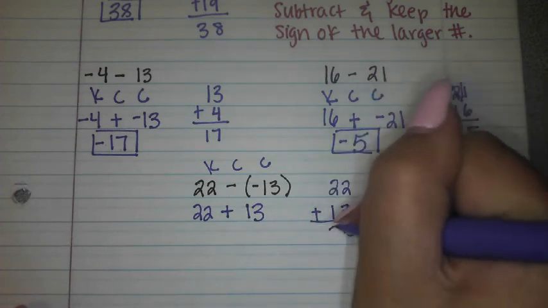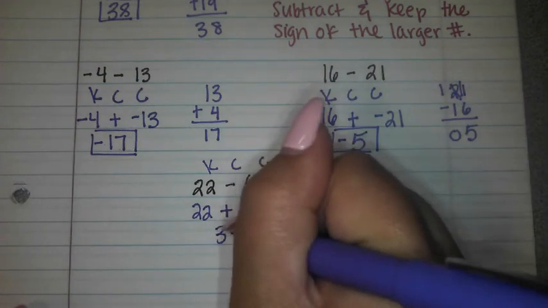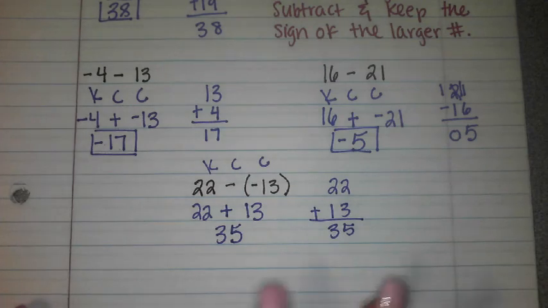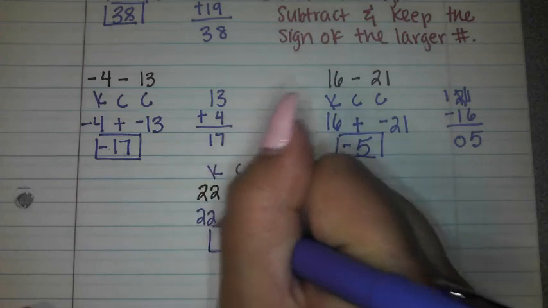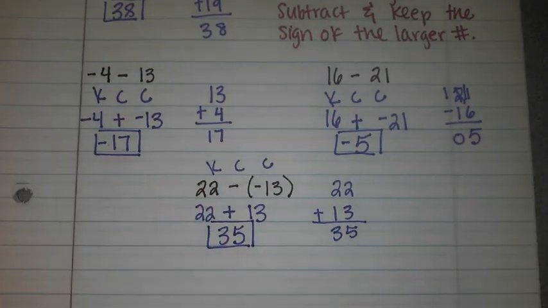5, 3. My answer is 35. My signs were the same, so I'm going to add and keep the sign. They're both positive, so my answer is positive 35. Go ahead and scroll down and work on the problems below to see if you got the correct answer.